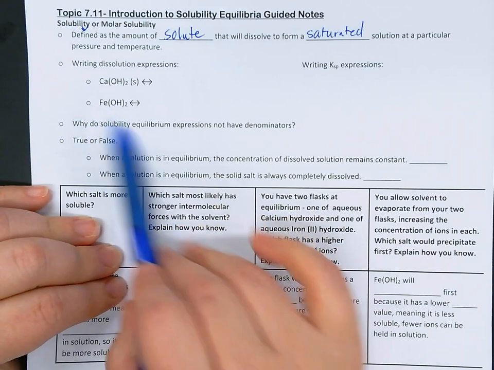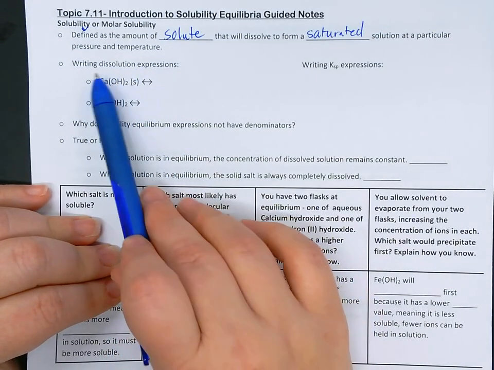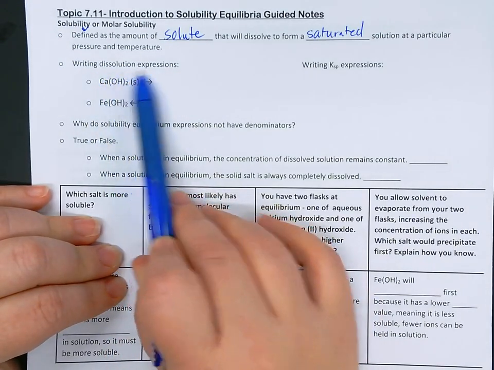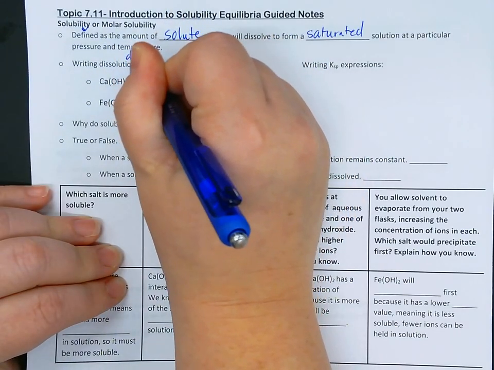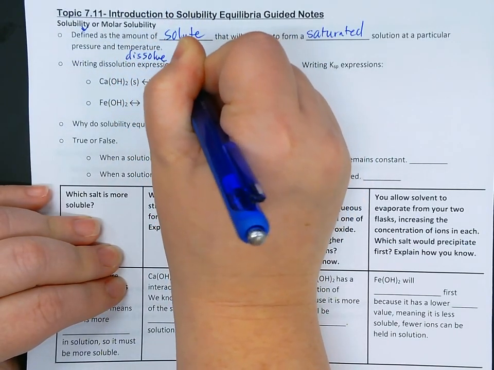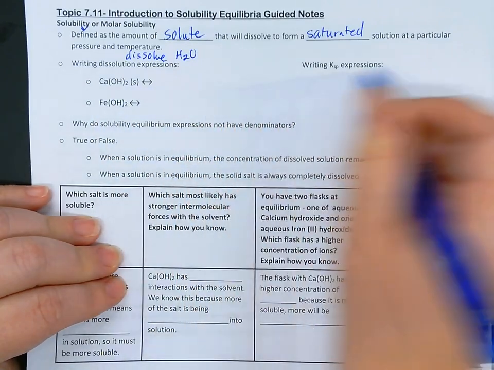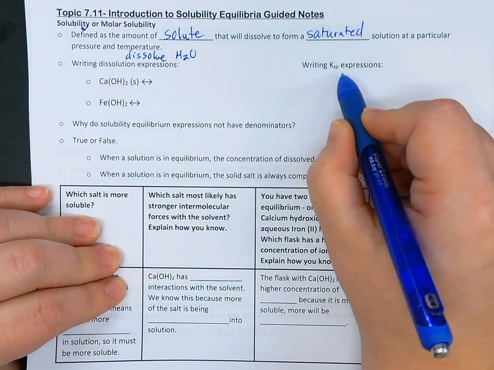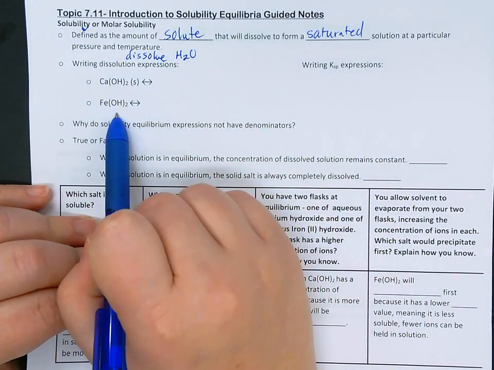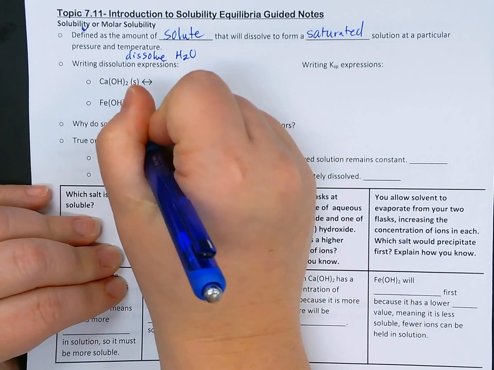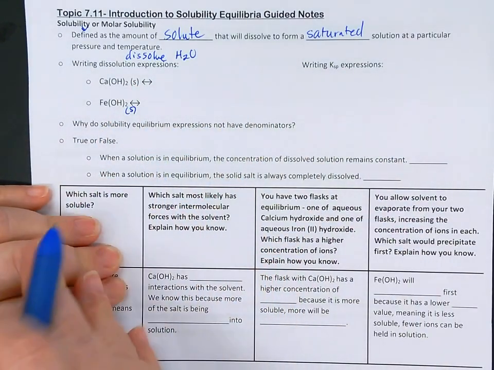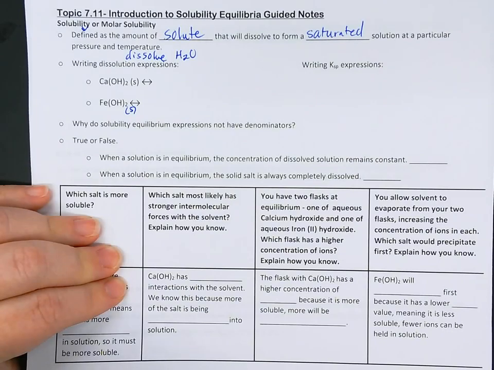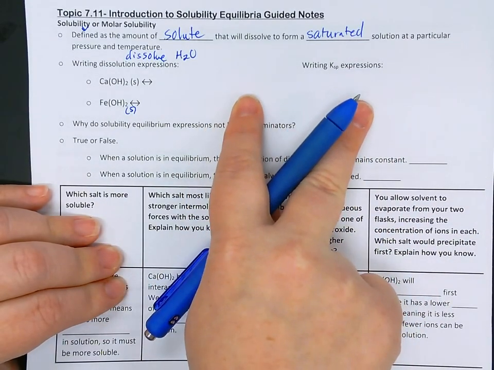But to get us started with things that are familiar, we need to be able to write both a dissolution expression, so when we dissolve something in water, how do we write that, and then how do we write the Ksp expression for that. So both of these start as solid. All the time, every time we look at these, if they give you the solid, these are two things that we should be able to automatically write.